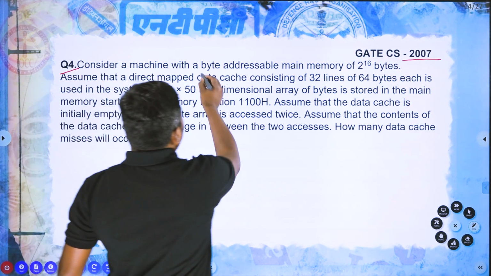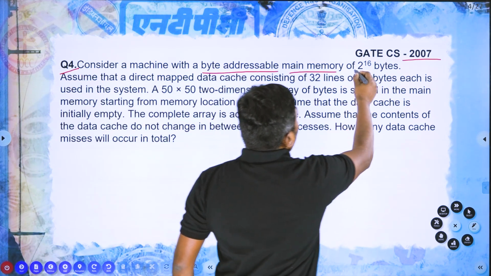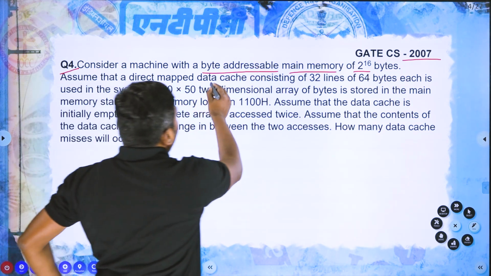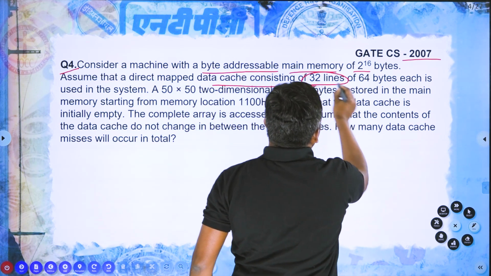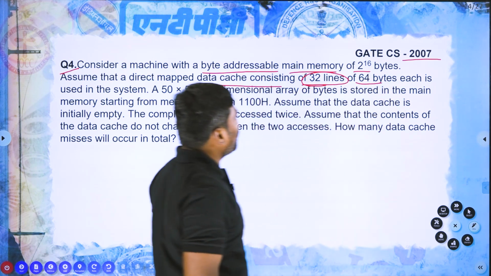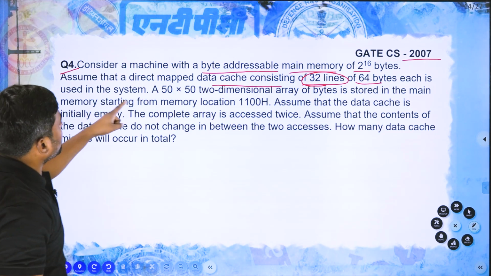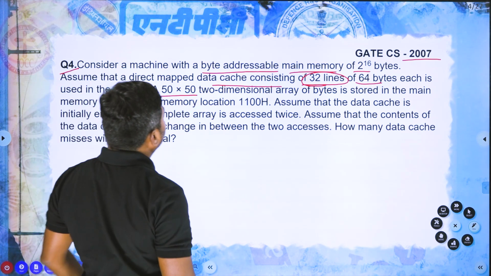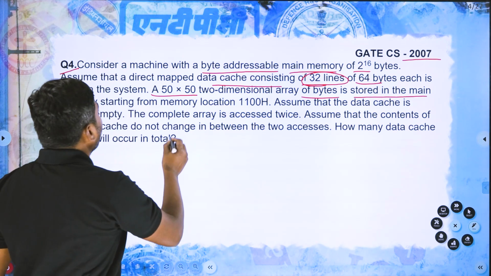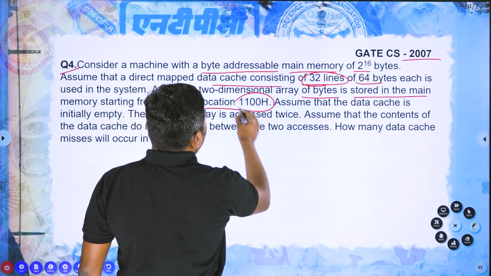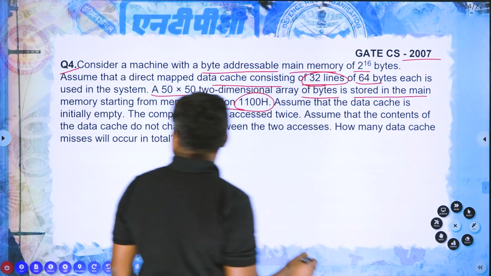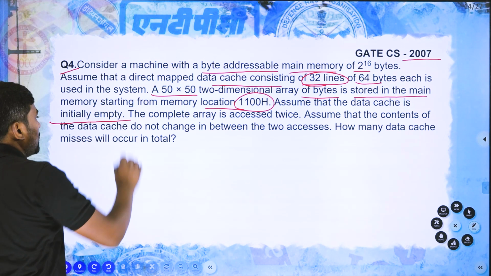Consider a machine with a byte addressable main memory of 2 power 16 bytes, the total size of the main memory given. Assume a direct mapped data cache consisting of 32 lines, meaning the total number of blocks in cache memory is 32. The block size is 64 bytes. A 50 by 50 2-dimensional array of bytes is stored in the main memory, starting from location 1100 hexadecimal. Assume that the data cache is initially empty, clearly mentioned, initially empty.